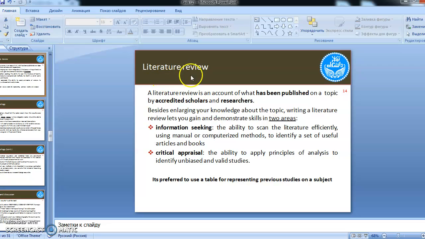So, the literature review. It is one of the most important parts of a research paper. In this part, you should give all kinds of research or books which are related to the topic of the research paper. The literature review is an account of what has been published on a topic by crediting scholars and researchers. In other words, you can give this kind of definition. And here are the two areas of the research paper: information seeking and critical appraisal.